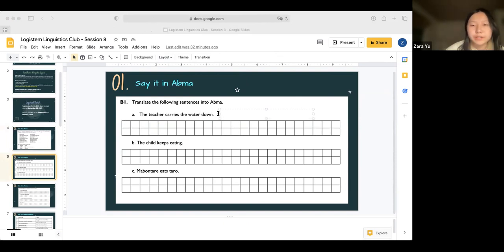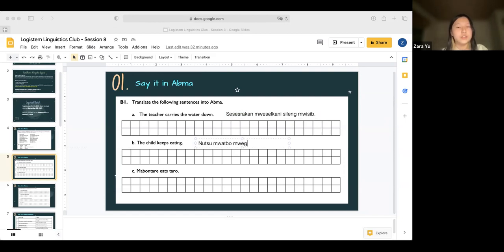So for the teacher carries the water down, we're given the word for teacher on the thing over there. So then I can just write that in. Then we have carries already, and you basically figure out the variation of carry based on the word here. So you figure that out, and then it's the water and then down like that. So that's for this one. Then for child, we know it's this word. And then keeps, we got it from before.